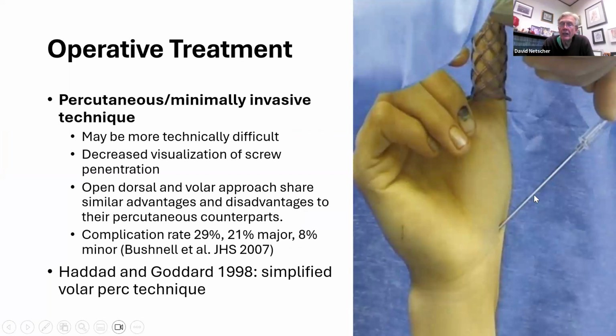There have been techniques developed for doing percutaneous screw fixation using the volar approach. But as we've talked about, and this was a key article that has not been refuted, the complication rate of screw fixation in non-displaced fractures in some people's consideration is too high to warrant fixation other than in displaced fractures.